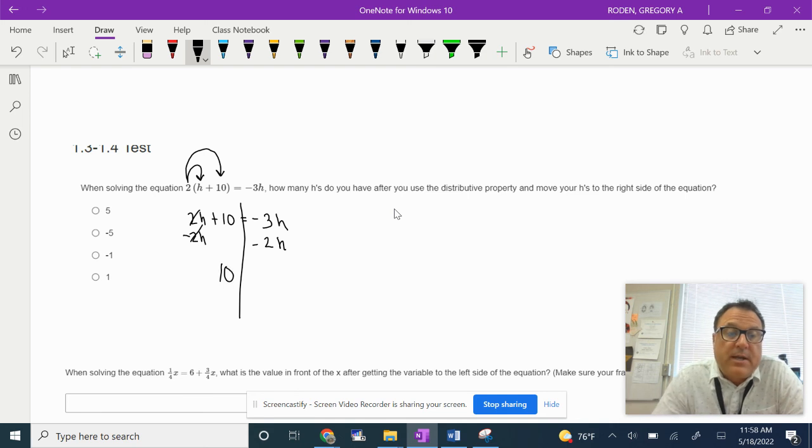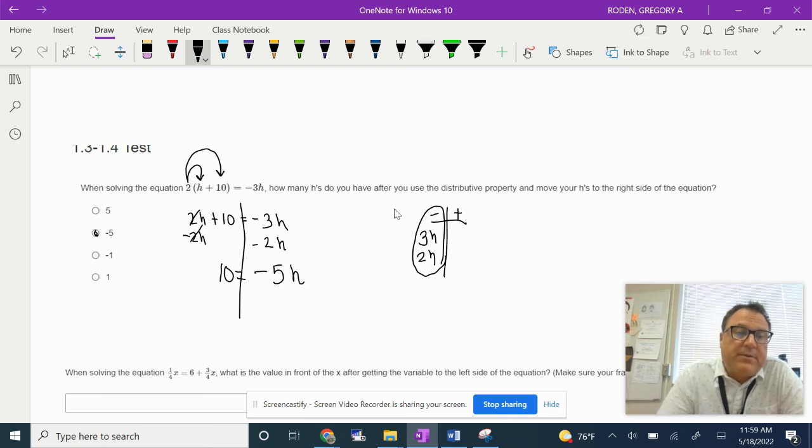So now we have 10 equals, now what's negative 3h minus 2h? If you need to do a chart, negative, positive, I'll write the h's. We have 3h that's negative, we have 2h's that's negative. We're on the same side, so we add and keep the sign on top. 3h's plus 2h's is 5h's, and it's negative. So this is negative 5h. So your answer would be negative 5, right? That's what you should have bubbled in because you would have negative 5 h's on the right side.